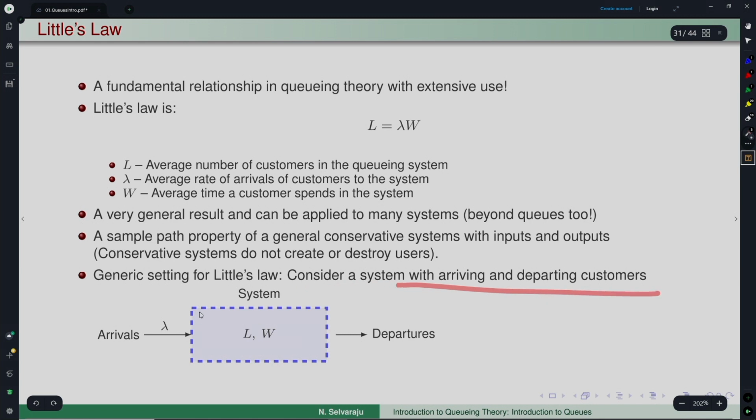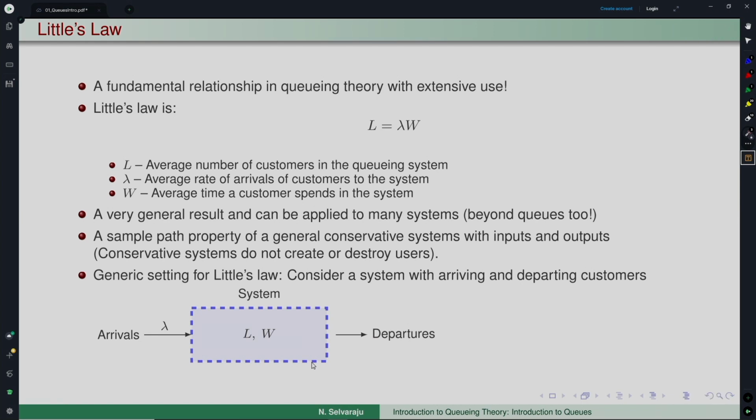Now you have a system which is given by this blue dashed line. There is a black box, and there are arrivals happening with rate lambda, and then something happens to the entities which arrive: the service happens within the system, and then they depart.